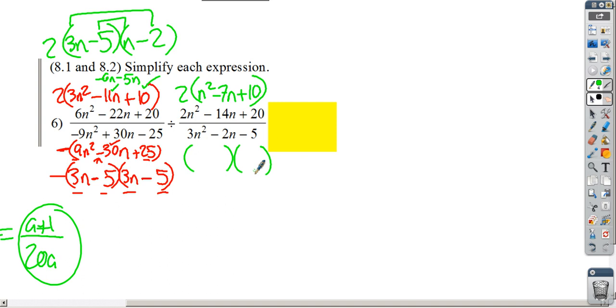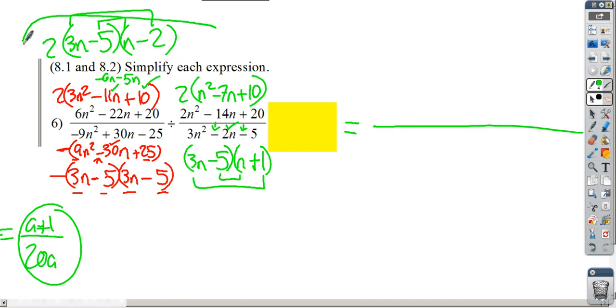If we factor this, we could always use the swing method, or we could just guess and check. First of all, since the 5 is negative, one of these has to be positive and one has to be negative. I believe, if I'm not mistaken, it's going to be 5 times 1. Let's think about where the plus goes, so this has to be the bigger number. Let's try minus 5 plus 1. This is going to be minus 5n, that's going to be plus 3n, which would give us negative 2n. So that works.